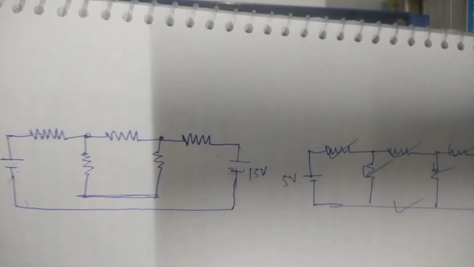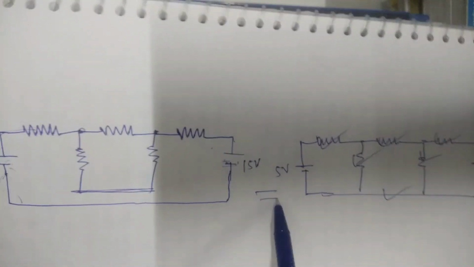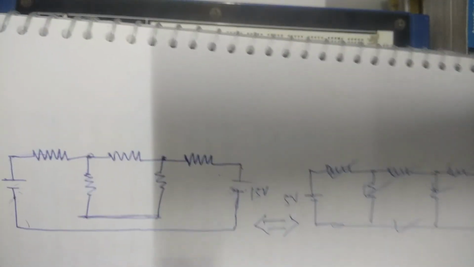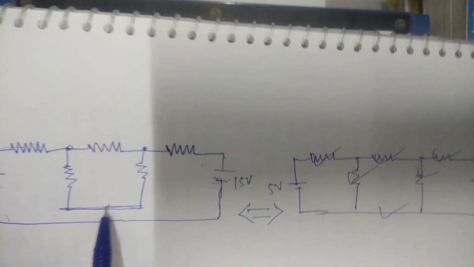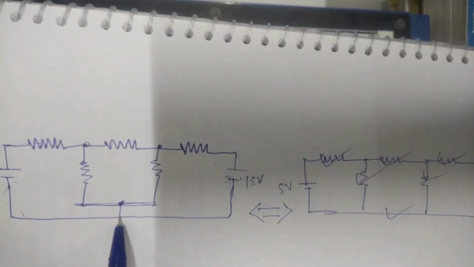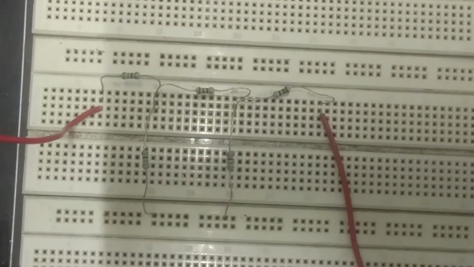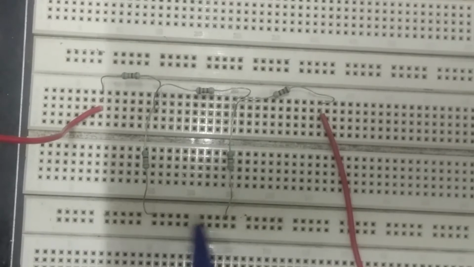Now what is remaining from this circuit? We have to join the common point between these 2 points. What are these 2 points? The first point is this one, and the second point is your common.